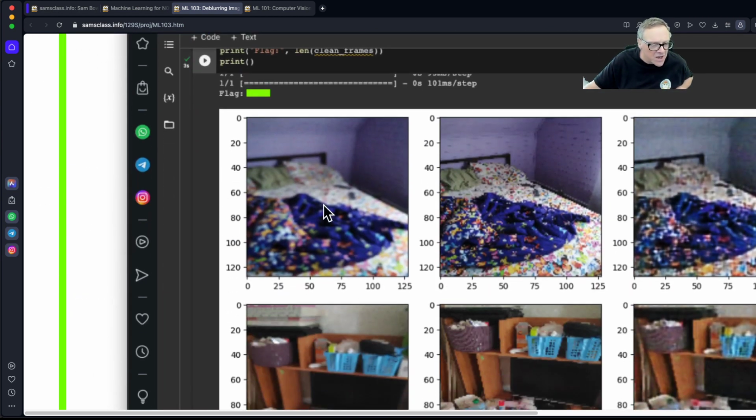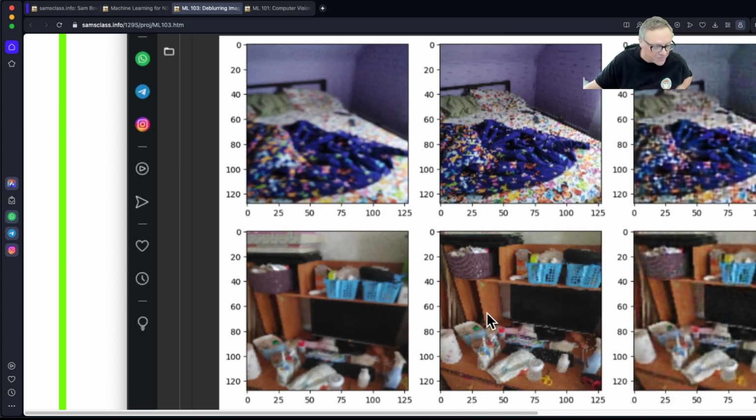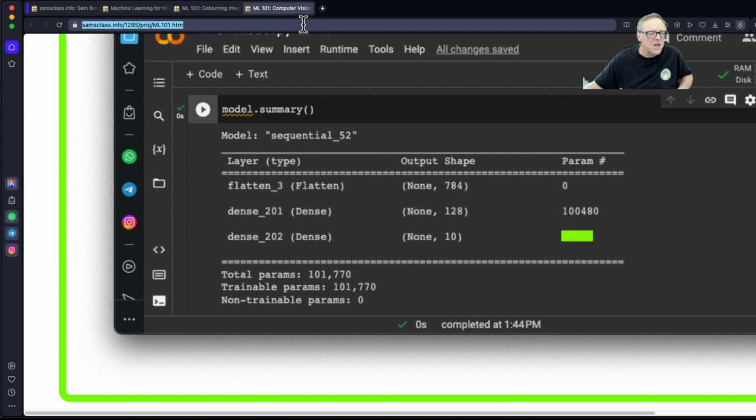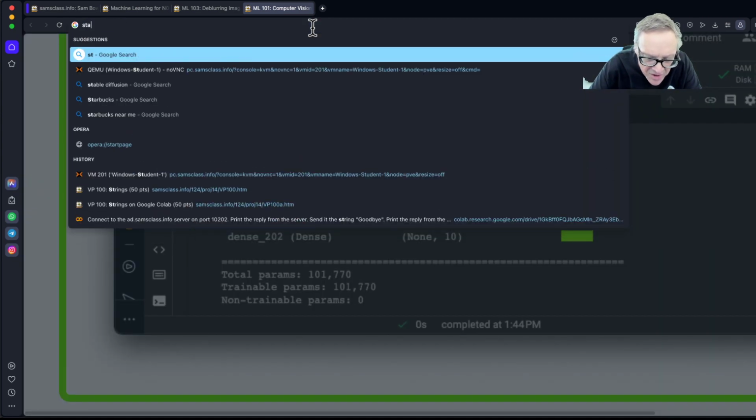So here's the blurry image, here's the sharp image, and here is the de-blurred image, which, as you can see, has removed some of the blur, and it has never seen this image before. It's just learned the idea of de-blurring images. And that, by the way, is how online computer vision works, like Stable Diffusion.